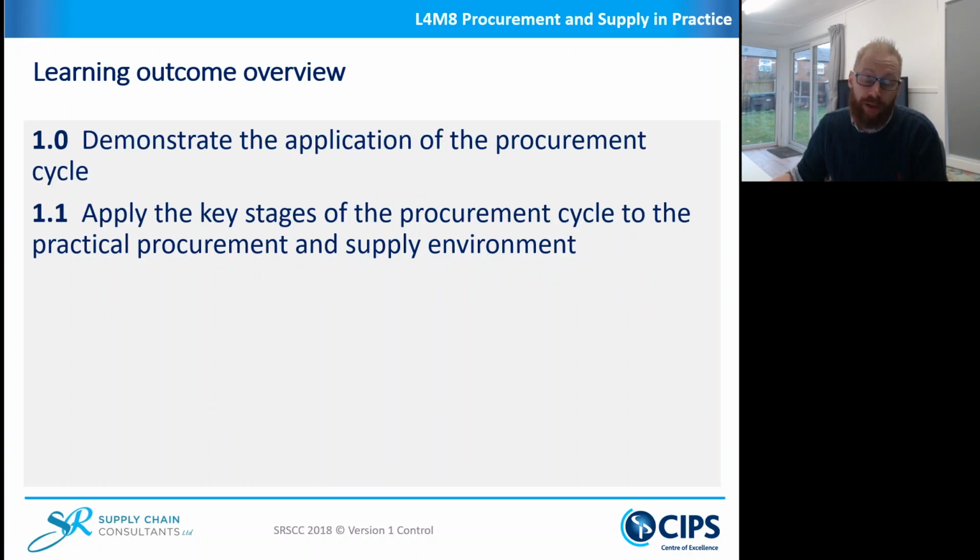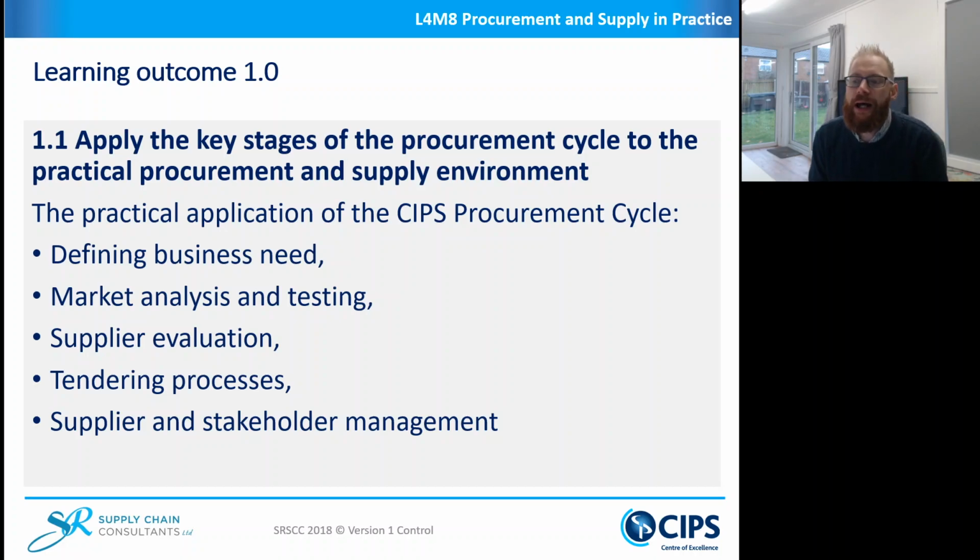So we'll start by looking at learning outcome 1, which is to demonstrate an application of the procurement cycle. Effectively, do you know all the jobs that procurement have to do throughout their role in ensuring that we're meeting the business and organisational needs? We're going to have to look at understanding the application of the procurement cycle. In particular, they would like us to know the application of the SIPS procurement cycle.